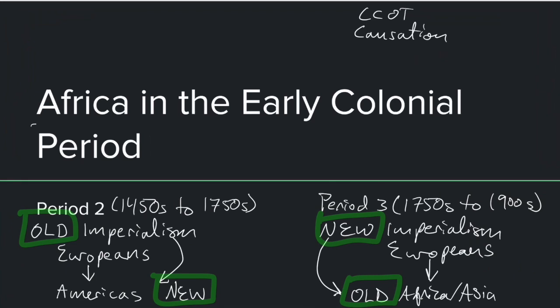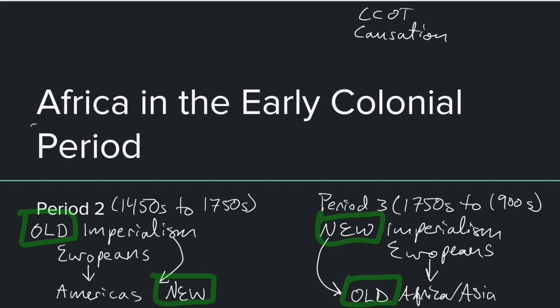This portion of the lecture series is going to continue with period 2. Period 2 is from the 1450s until the 1750s, and this time period is known as Old Imperialism, meaning this is the first round of imperialism that we see Europe go through, first with imperializing the New World, the Americas, and then new imperialism comes in period 3 when we see Europeans and their countries scrambling for colonization in Africa.